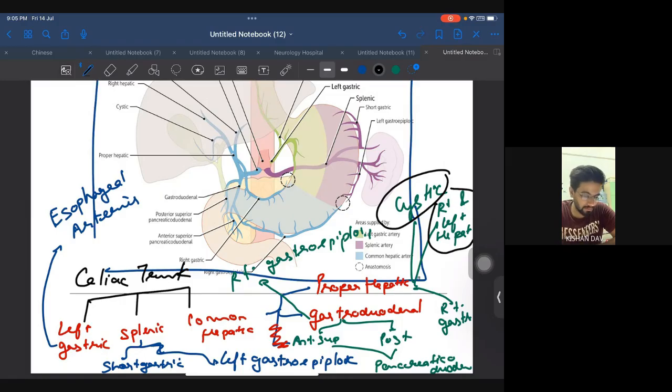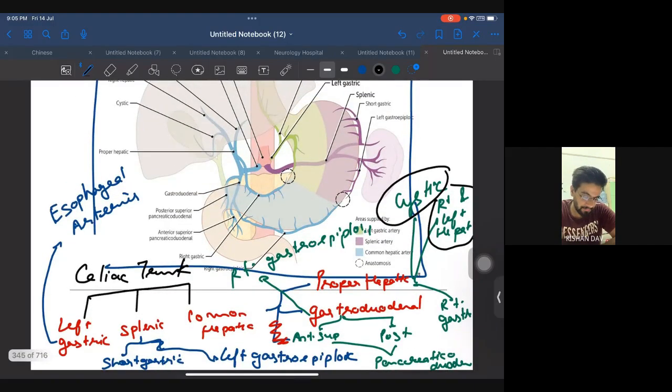Okay, this is the GIT anatomy. They ask so many questions. Okay, so you have to be prepared. All right, write this down.